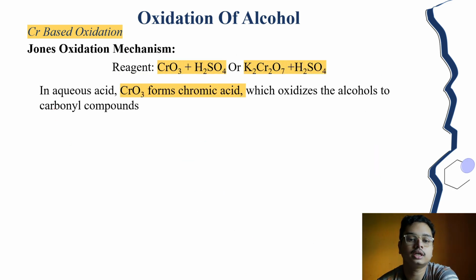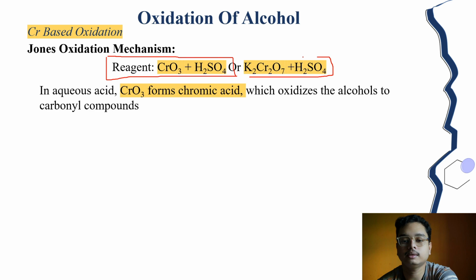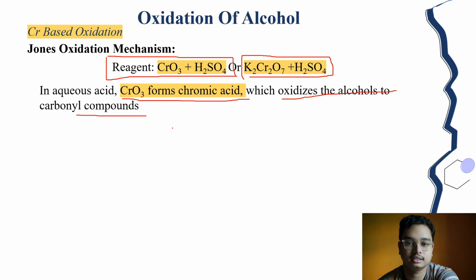Okay, so now let us understand the Jones oxidation mechanism. First of all, let us understand the reagent. The reagent of Jones oxidation is CrO3, chromic trioxide, and H2SO4, or K2Cr2O7 plus H2SO4 is also used as Jones reagent. Now, in aqueous acid, CrO3 forms chromic acid, which oxidizes the alcohol to the carbonyl compound. So, let us see the mechanism first.